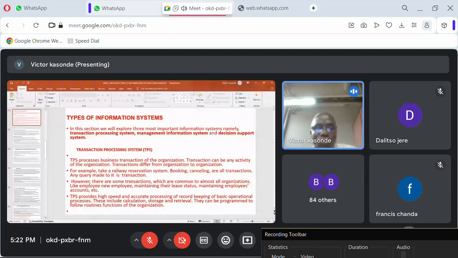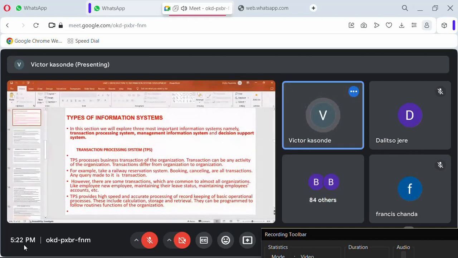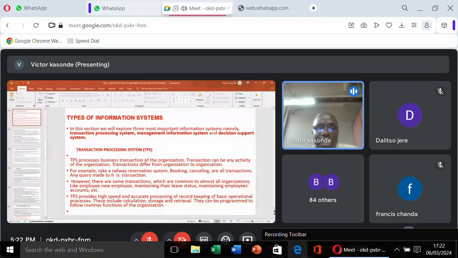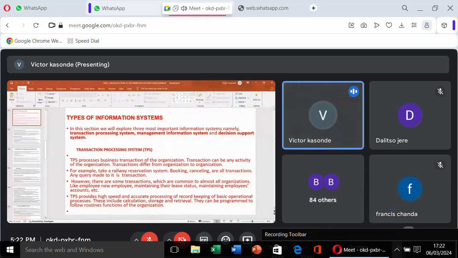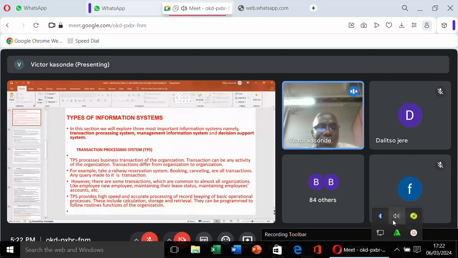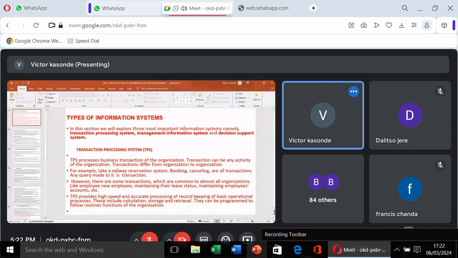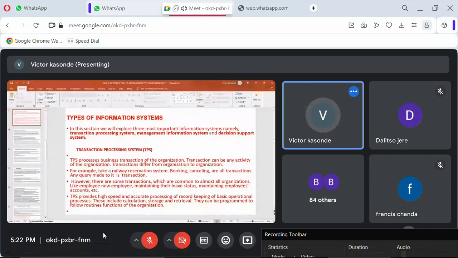I give you an example of an employee. Employees maintain their leave status and their employee account. You find that these types of systems are just the same. If you look at accounts and payroll, they are similar transaction systems. For an employee, the field for the name should be there, the employee number should be there, and the leave status is supposed to be there.